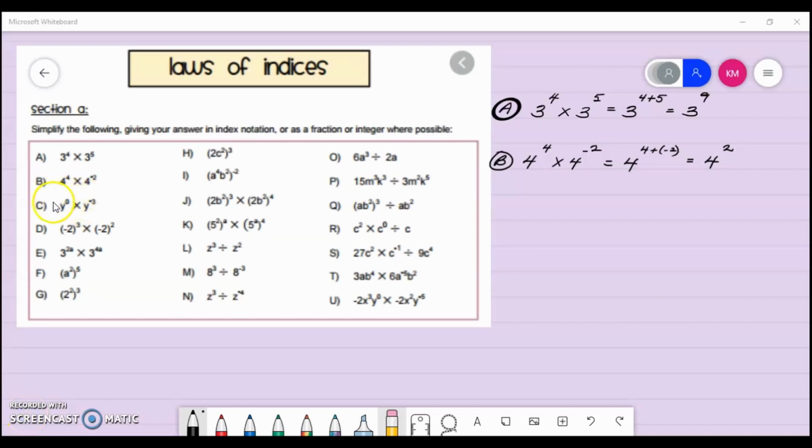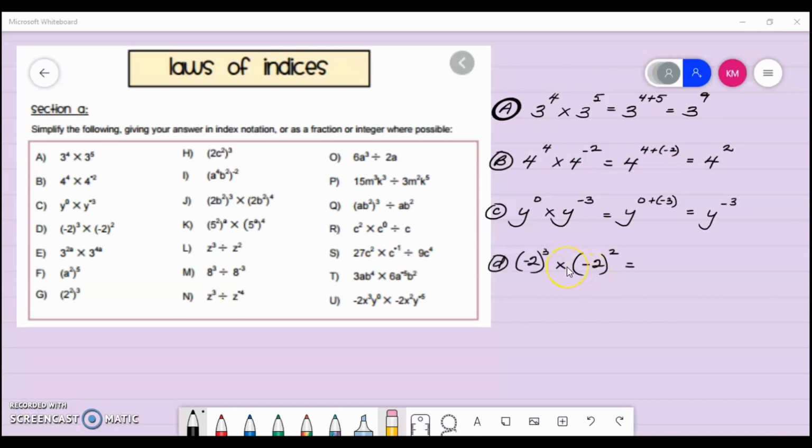Okay, so our next question, y to the power 0 multiplied by y to the power negative 3. And again, another multiplication. So we say y to the power 0 plus negative 3. Those two signs change to a minus. So you get 0 minus 3, you get negative 3. Next, we have negative 2 to the power 3 multiplied by negative 2 to the power 2.